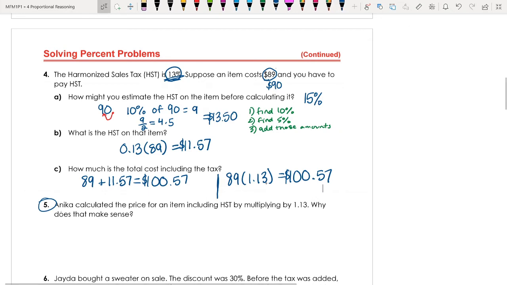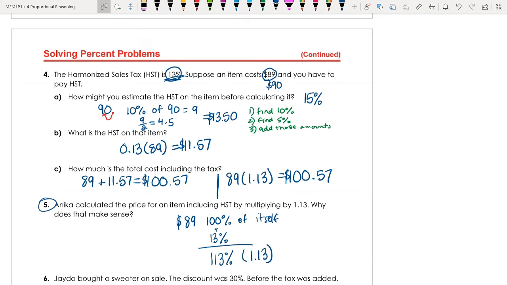So if we look at number 5, it's saying why does that work? And we've discussed why this works before. If you think about it, $89 is 100% of itself, but then we need to add 13%. So we have to add 13%. And what do we end up getting? We get 113%, which is the same as 1.13.